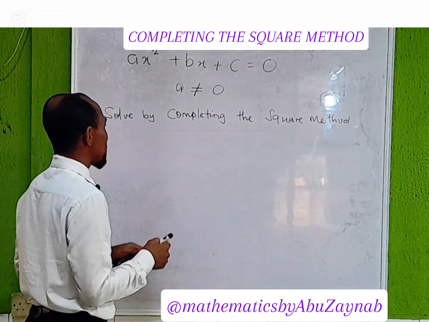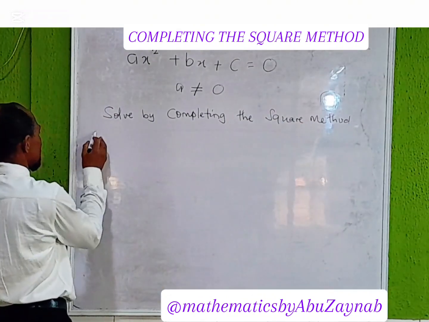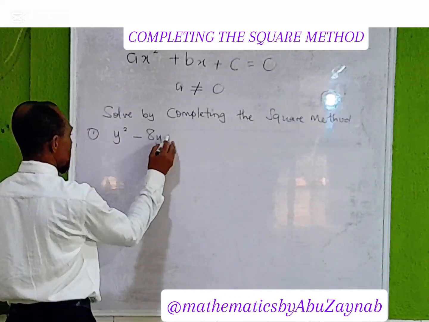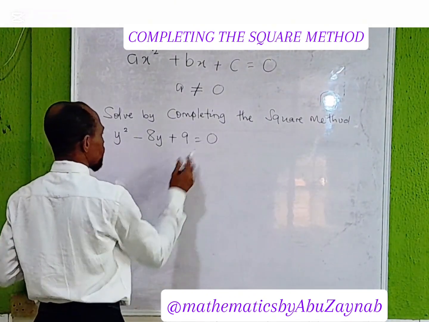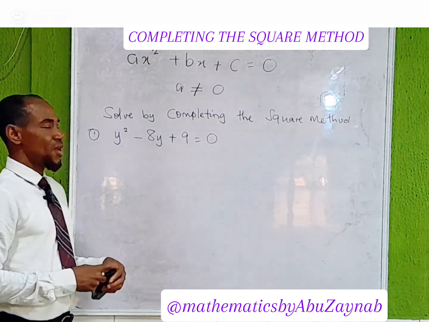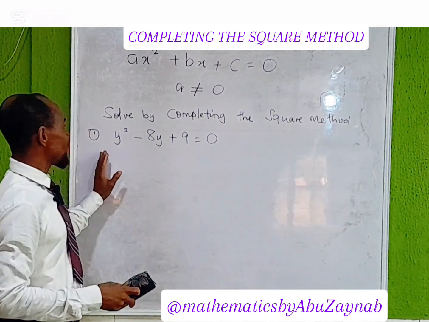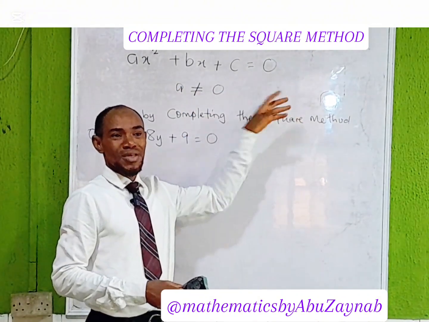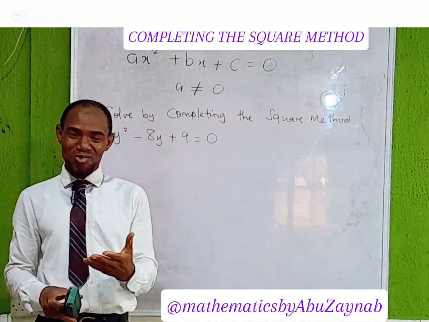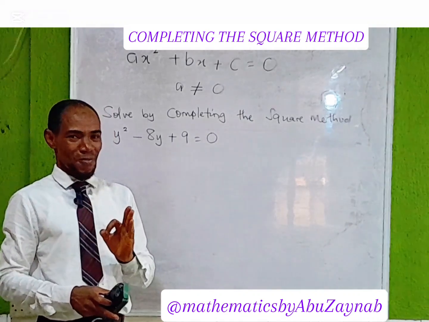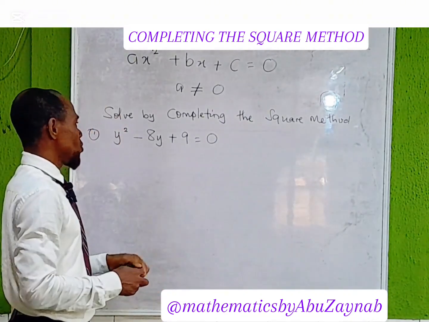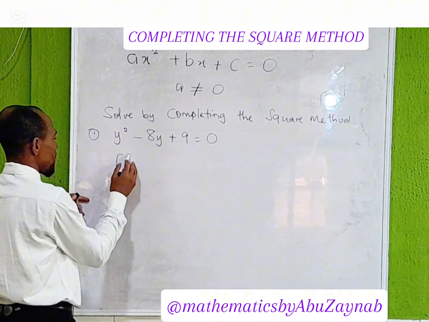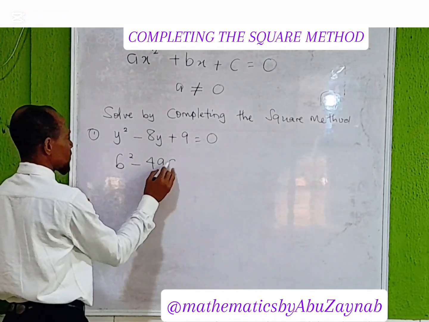So we are going to solve by completing the square method. The question says y squared minus 8y plus 9 equals 0. Ordinarily, if you are in an examination, you have to solve this question without being told what particular method to use. The easy method that you might tend to use is factorization method. However, a quick check to know if this question can be factorized. And that is our usual test for factorizability.